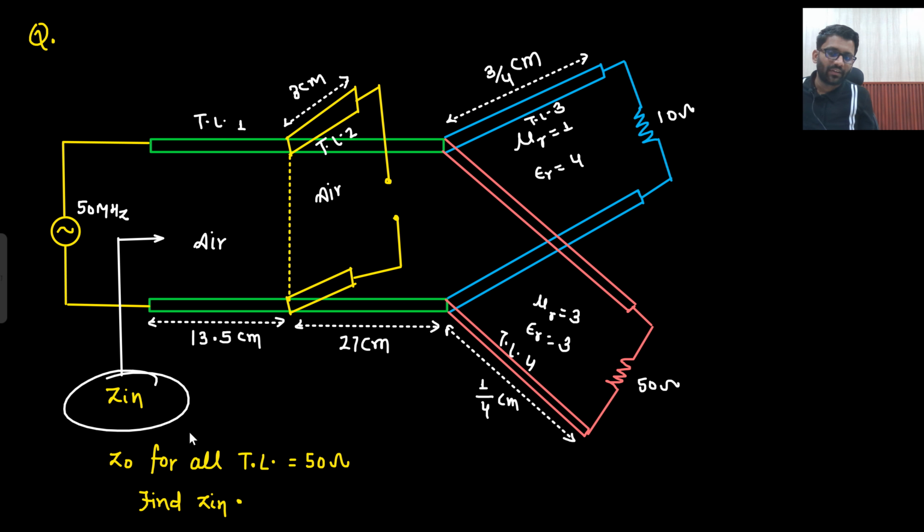Now what you need to find? You need to find this Z in value. And Z naught for all the transmission lines is 50 ohm. So this is the question. I hope you must have understood the question. So how do we need to start? We need to come here. So from here we need to start.